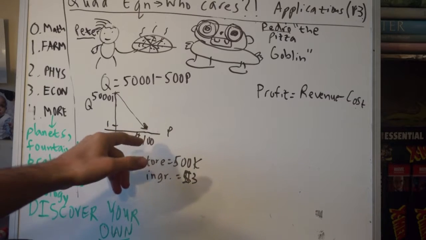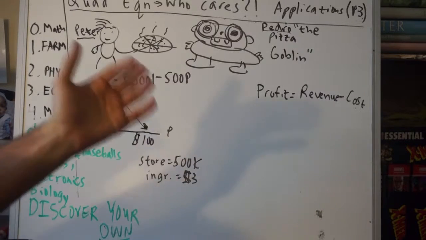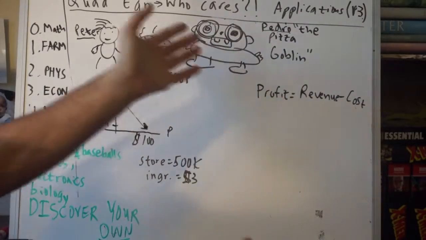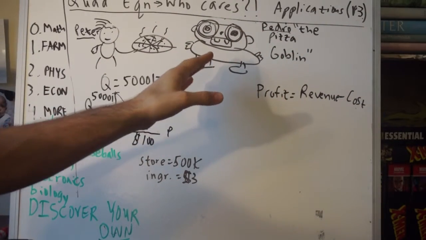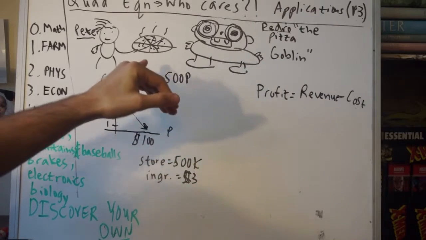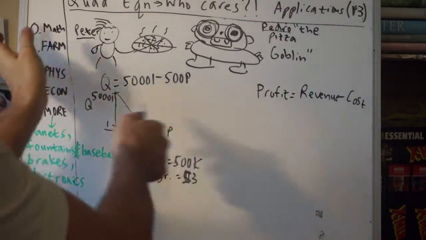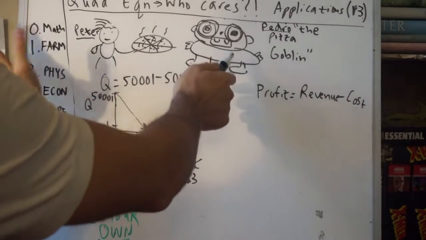And you might ask, wait, if you charge $100, nobody's going to buy your pizza. Well, maybe there's going to be a Pedro the Pizza Goblin, and this guy's just addicted to pizza, and no matter how much you charge him, he's still going to want the pizza. But most normal people will not want it. So I just did this as an example.